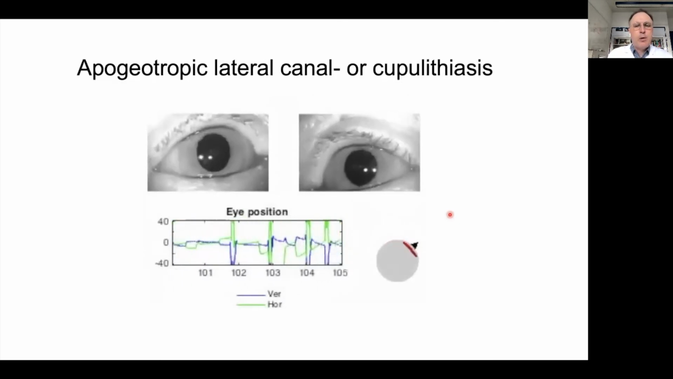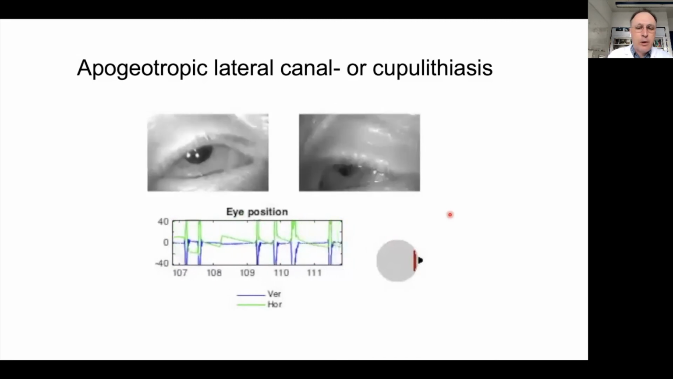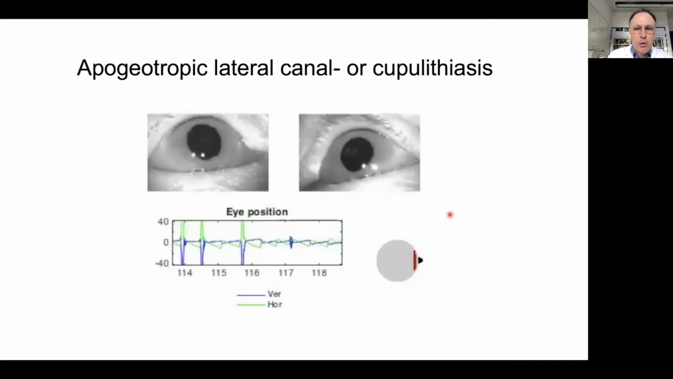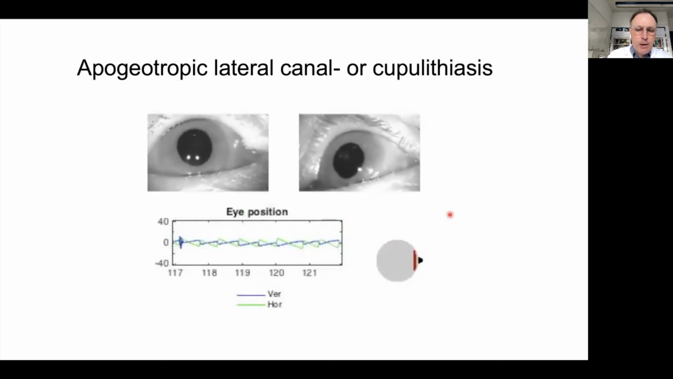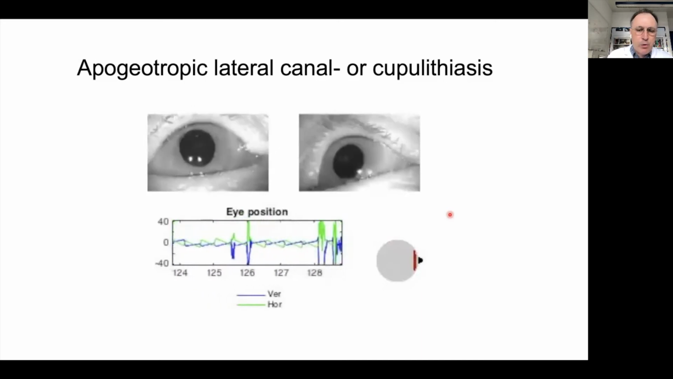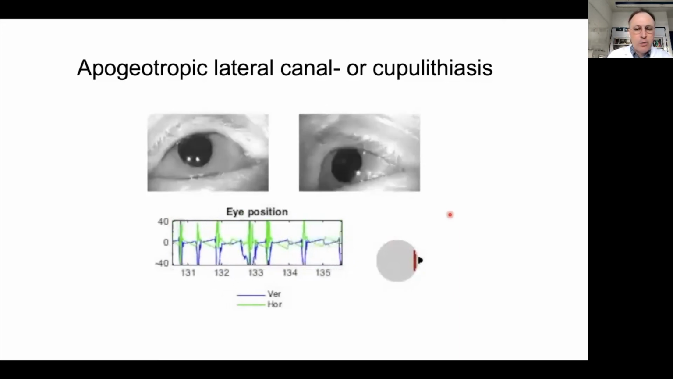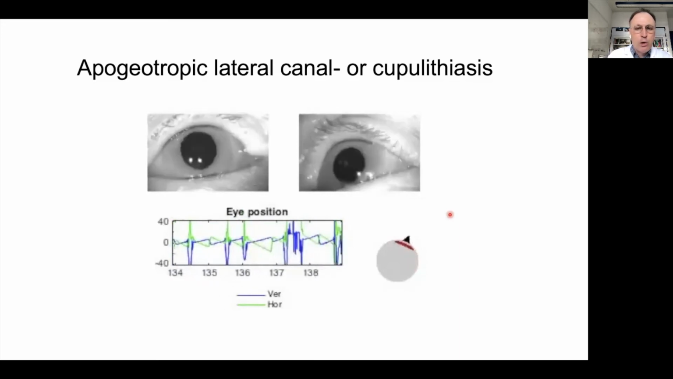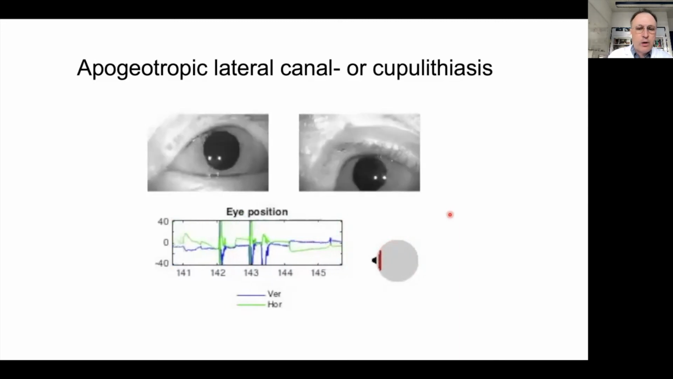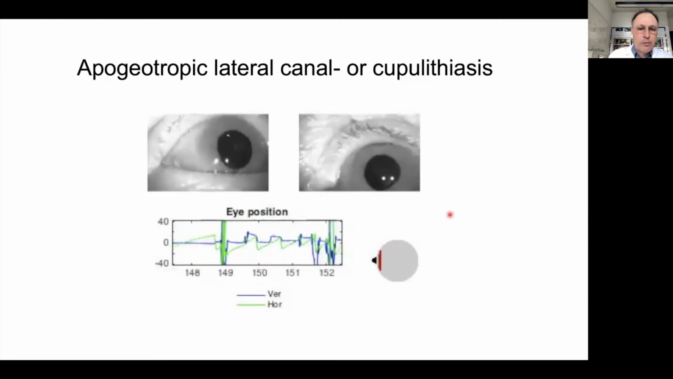Sometimes, of course, we also saw lateral canalithiasis or cupulolithiasis. This is a case of an apogeotropic lateral canal canalithiasis or cupulolithiasis. Clearly, in this case, the nystagmus beats apogeotropic in the horizontal direction. And when we switch to the other side, the so-called supine roll maneuver, the nystagmus changes direction after a while, as you can see here.